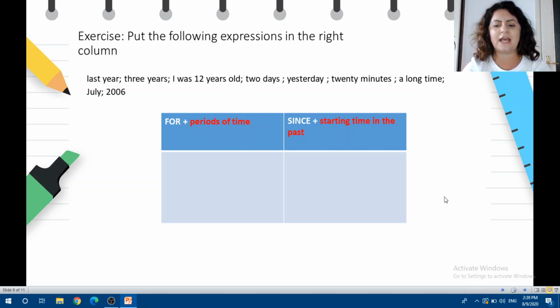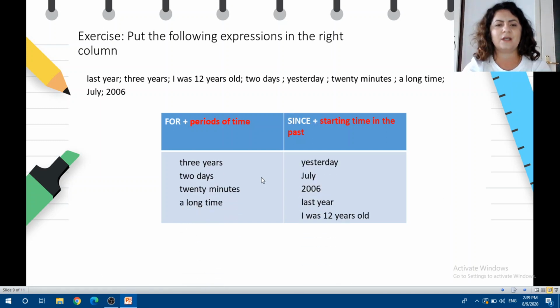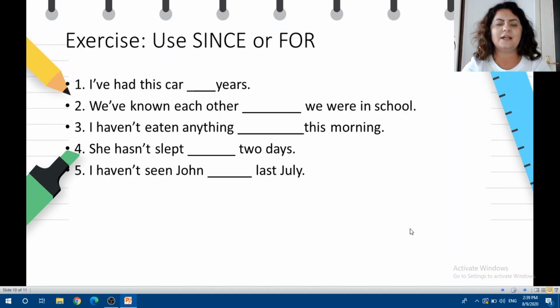Now let's check the answers. With for are used the following expressions: for 3 years, for 2 days, for 20 minutes, for a long time. And with since: since yesterday, since July, since 2006, since last year, since I was 12 years old. Well done, students. Let's see the next activity.